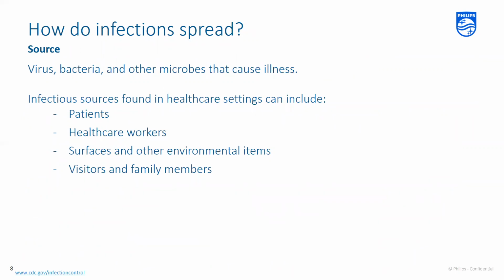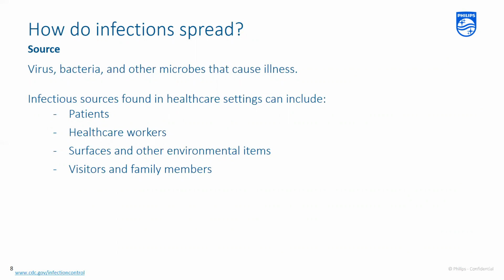I'd like to first start by discussing how infections spread. An infection first needs a source, an infectious agent. This can be viruses, bacteria, or other microbes. Infection sources found in healthcare settings can include patients, healthcare workers, surfaces and other environmental items, visitors, and family members. People can carry an infectious agent without showing any signs or symptoms of illness.